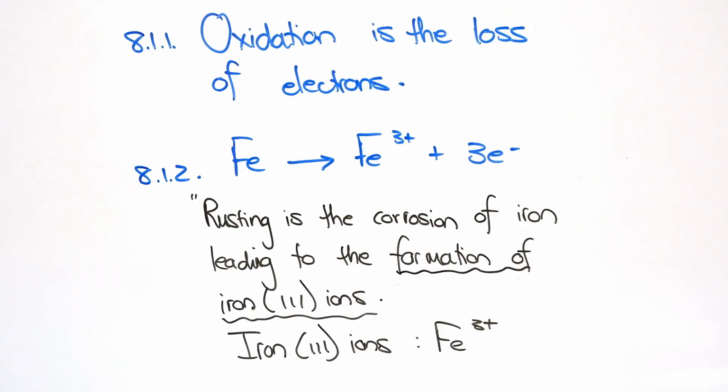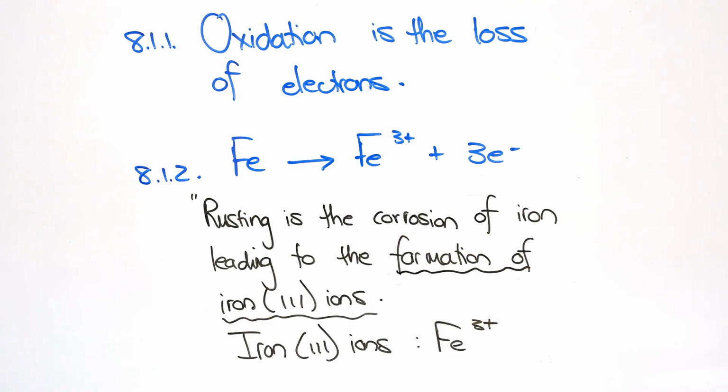I'm going to read question 8.1. Corrosion is a redox reaction that takes place in the presence of oxygen and water. Rusting is the corrosion of iron leading to the formation of iron 3 ions. 8.1.1. Define oxidation in terms of electron transfer. Oxidation is the loss of electrons. That is the definition. Please learn it well.